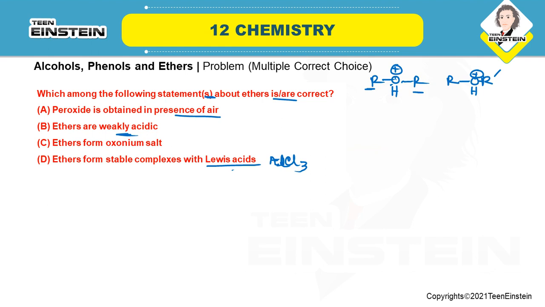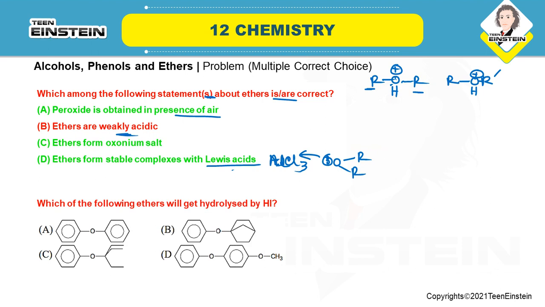Now ethers, as there is presence of oxygen and there is lone pair, so it can donate lone pair towards Lewis acid, so stable complex formation is possible. So here except B, all these other statements A, C, D, all are correct, that is about ethers. Okay, so A, C, D, these will be the correct option.